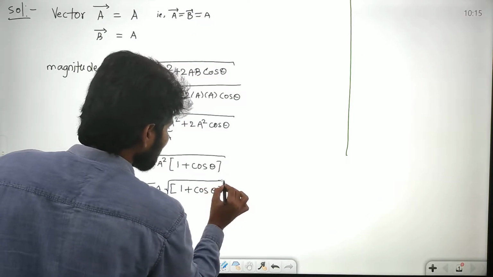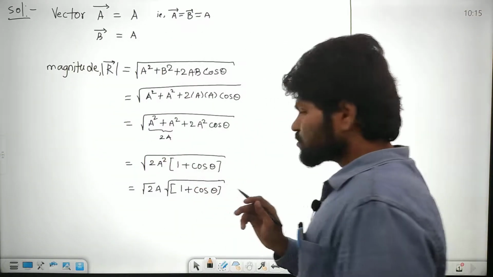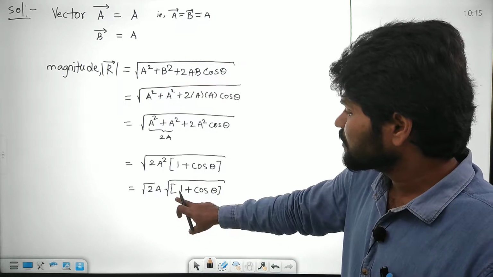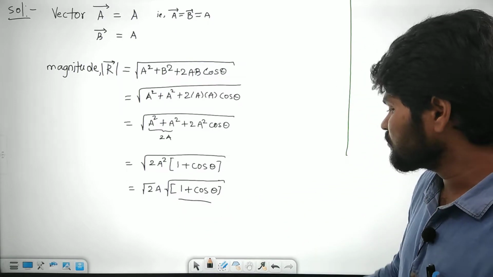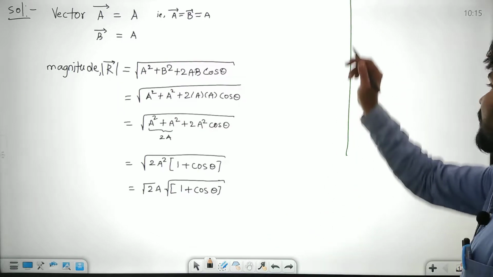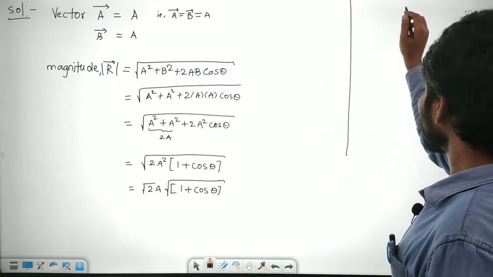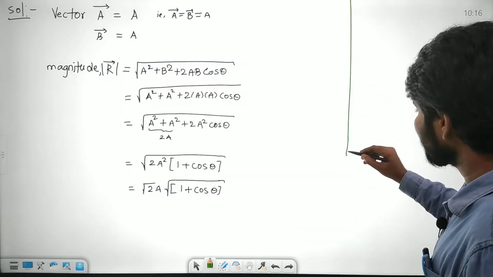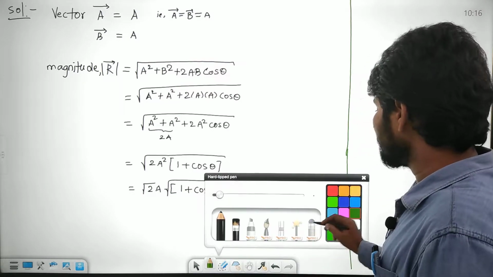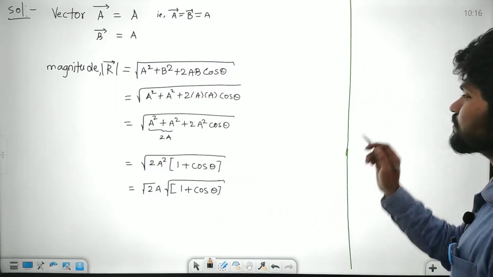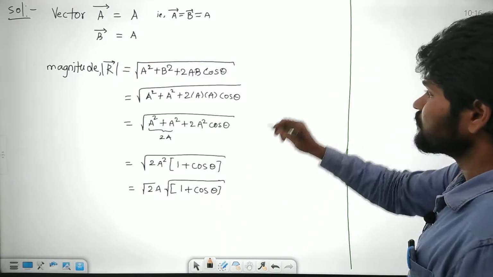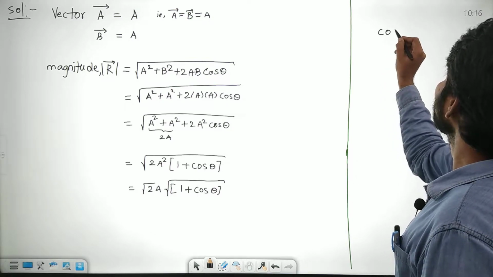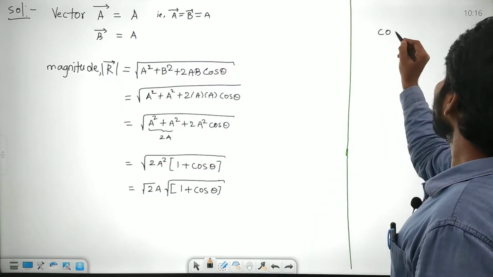See here, if you solve the trigonometric functions, then you can know what this value is. Let's come to the concept. This is the concept board, right? Whatever concept I explained, I explained here only. Now I am explaining this concept. Cos theta we already know. Cos 2 theta.